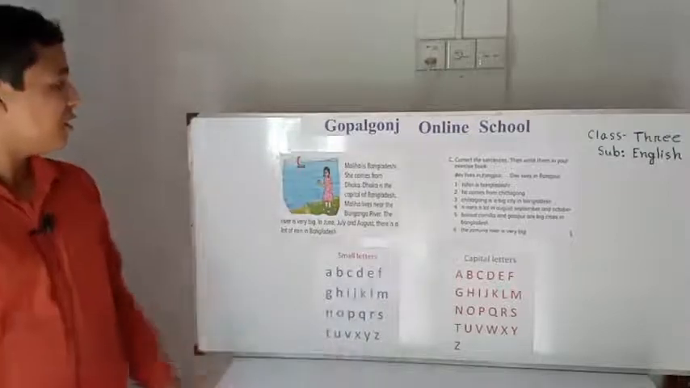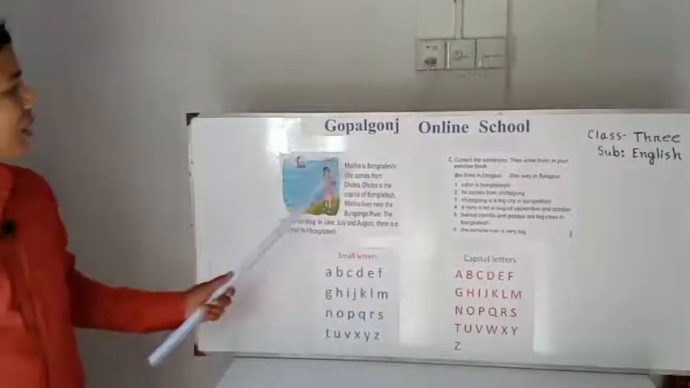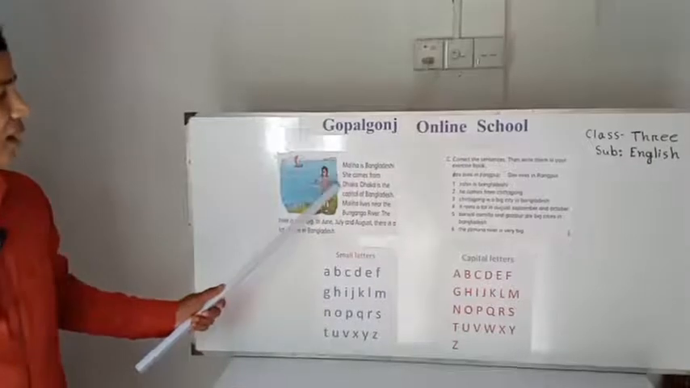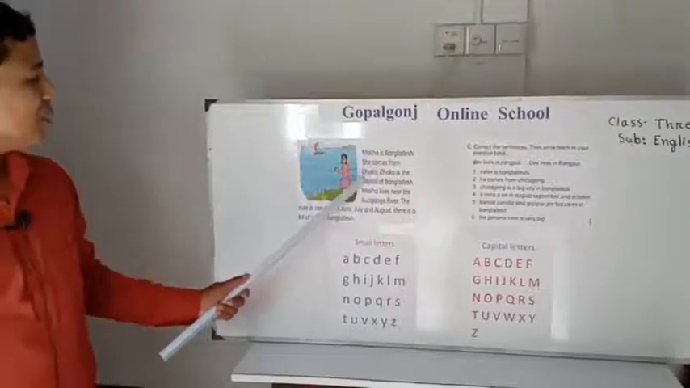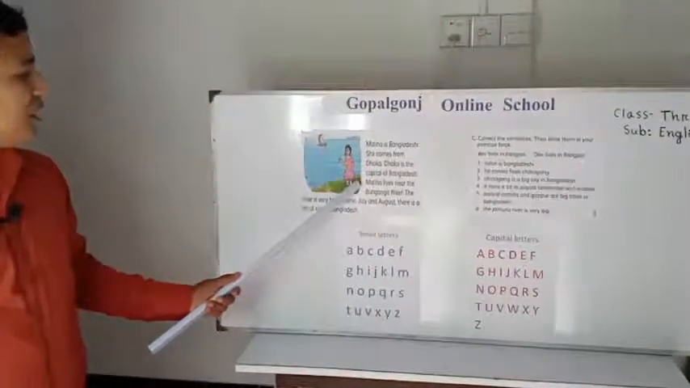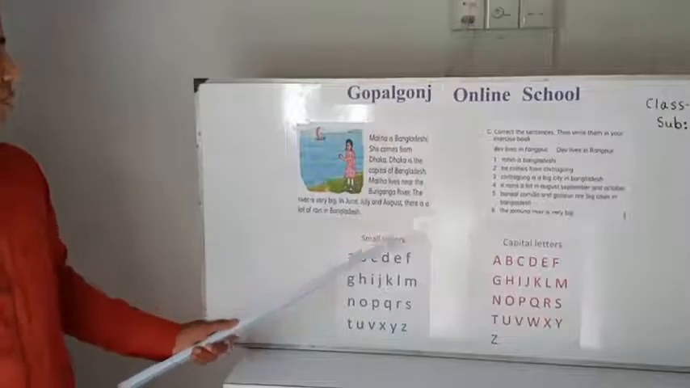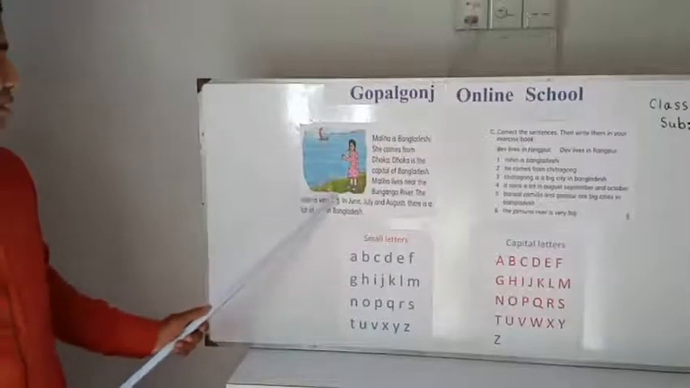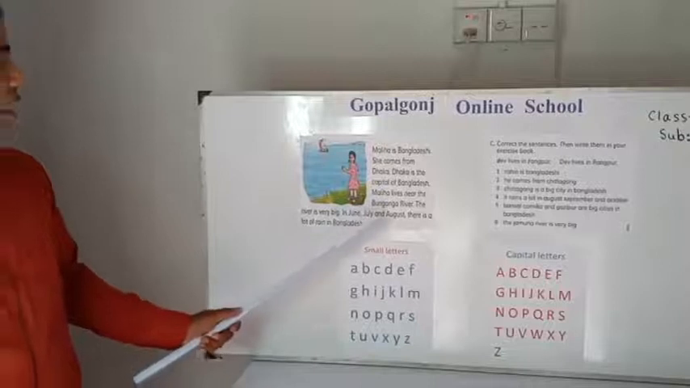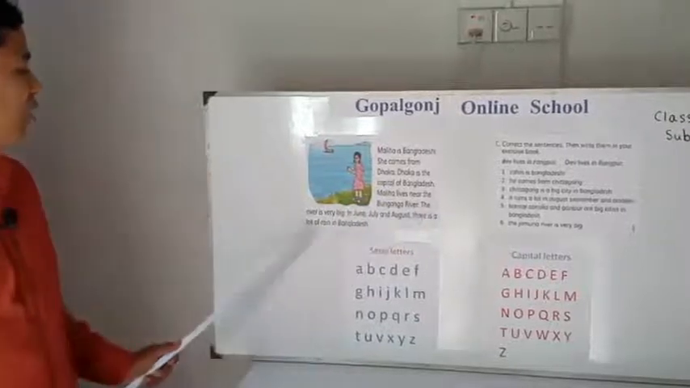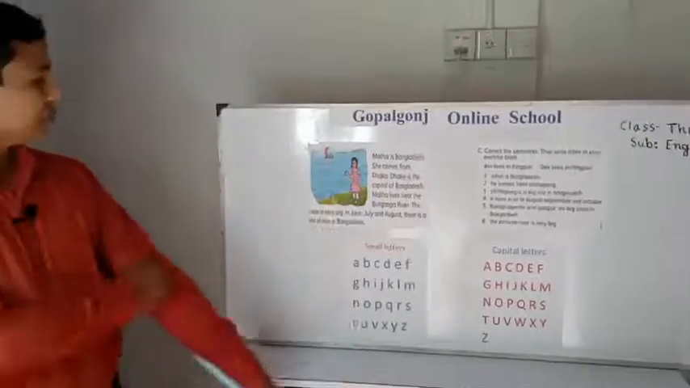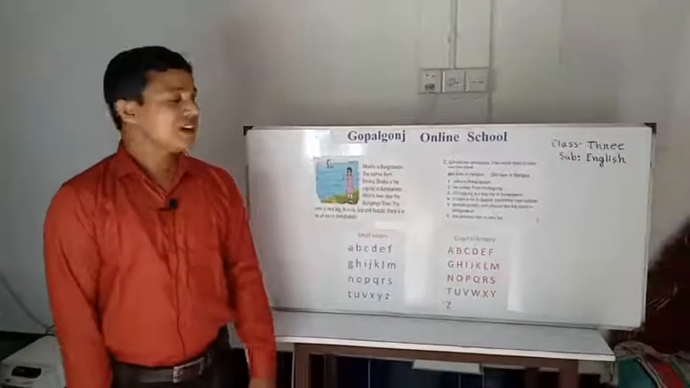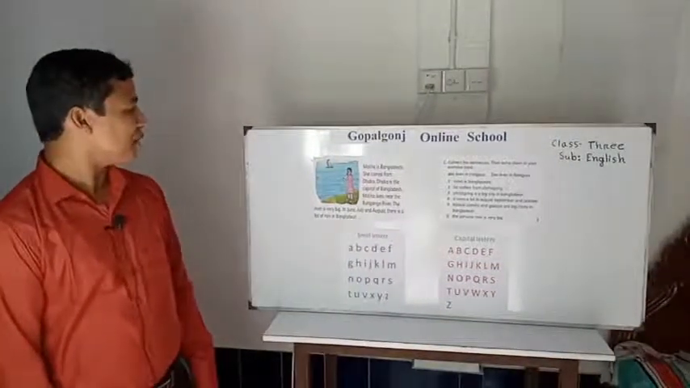Now the text is: Maliha is Bangladeshi. She comes from Dhaka. Dhaka is the capital of Bangladesh. Maliha lives near the Buriganga river. The river is very big. In June, July and August, there is a lot of rain in Bangladesh. Here, we can find different kinds of words.